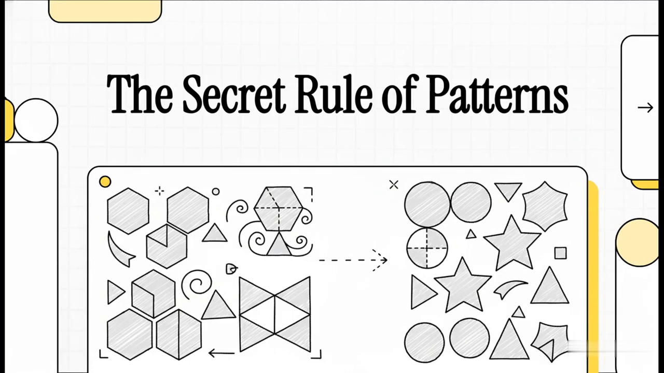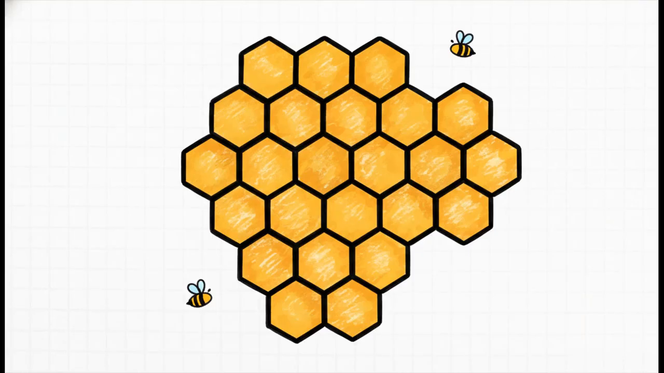Have you ever looked around and noticed that there seems to be some kind of hidden rule to the patterns we see everywhere? A secret mathematical code that explains why some things fit together so perfectly and other things just don't? Well, today we're going to crack that code.